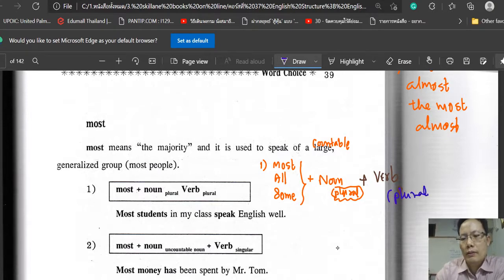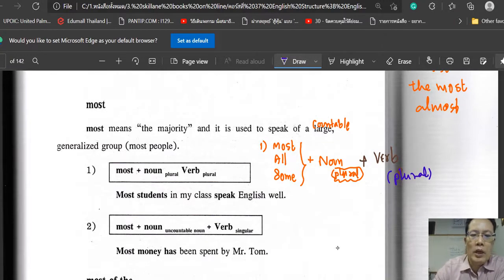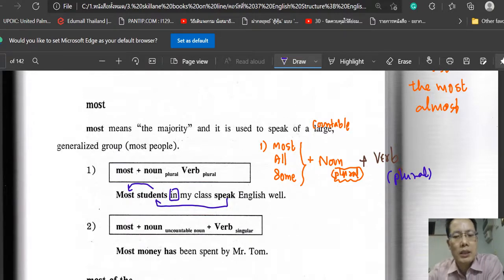Plural. For example, "all" means all, "most" means most, "some" means some of them. The example will be this: most students means most of my students, most students in the class, in my class. Speak here: speak is a verb of students.